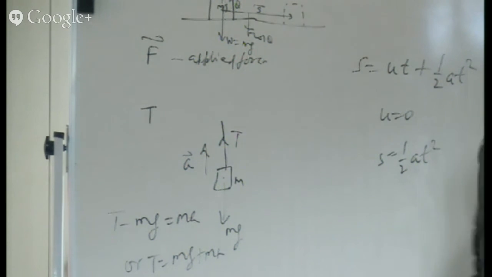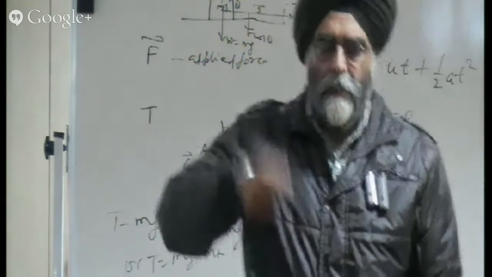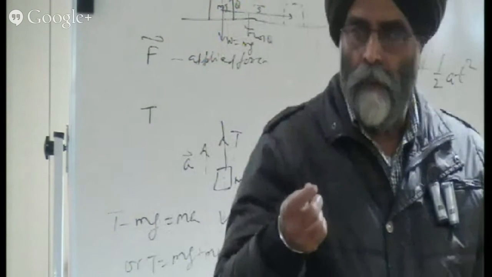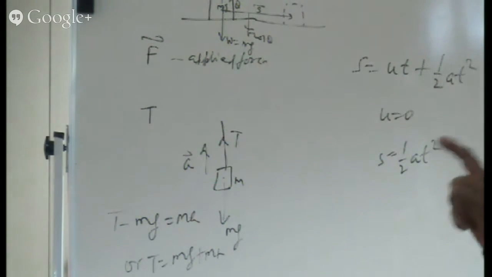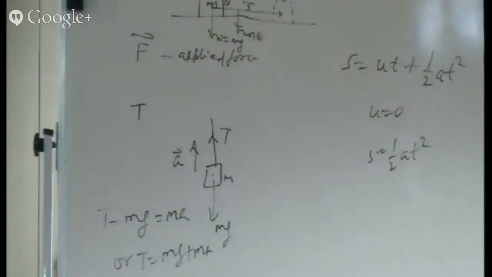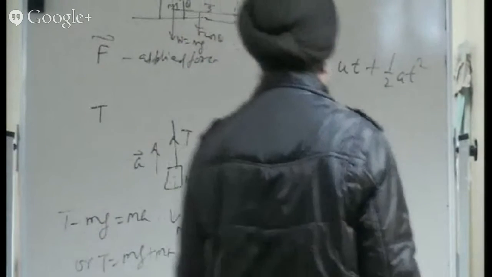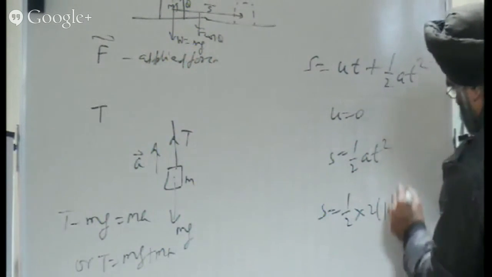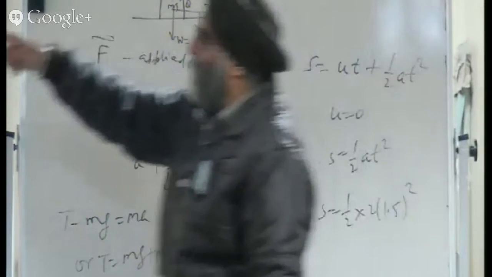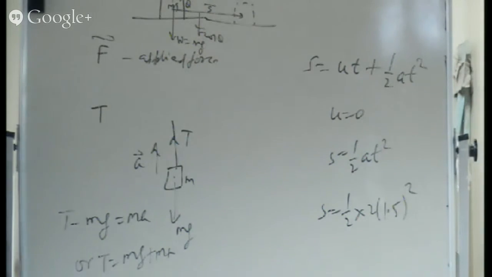Now in the given question, we are saying that the load is lifted upward with an acceleration of 2 meter per second square. So calculate the work done in 1.5 seconds. Obviously in 1.5 seconds, the mass will get lifted up through a distance S equal to half into 2 into 1.5 square. So it's a direct substitution, and one can calculate.